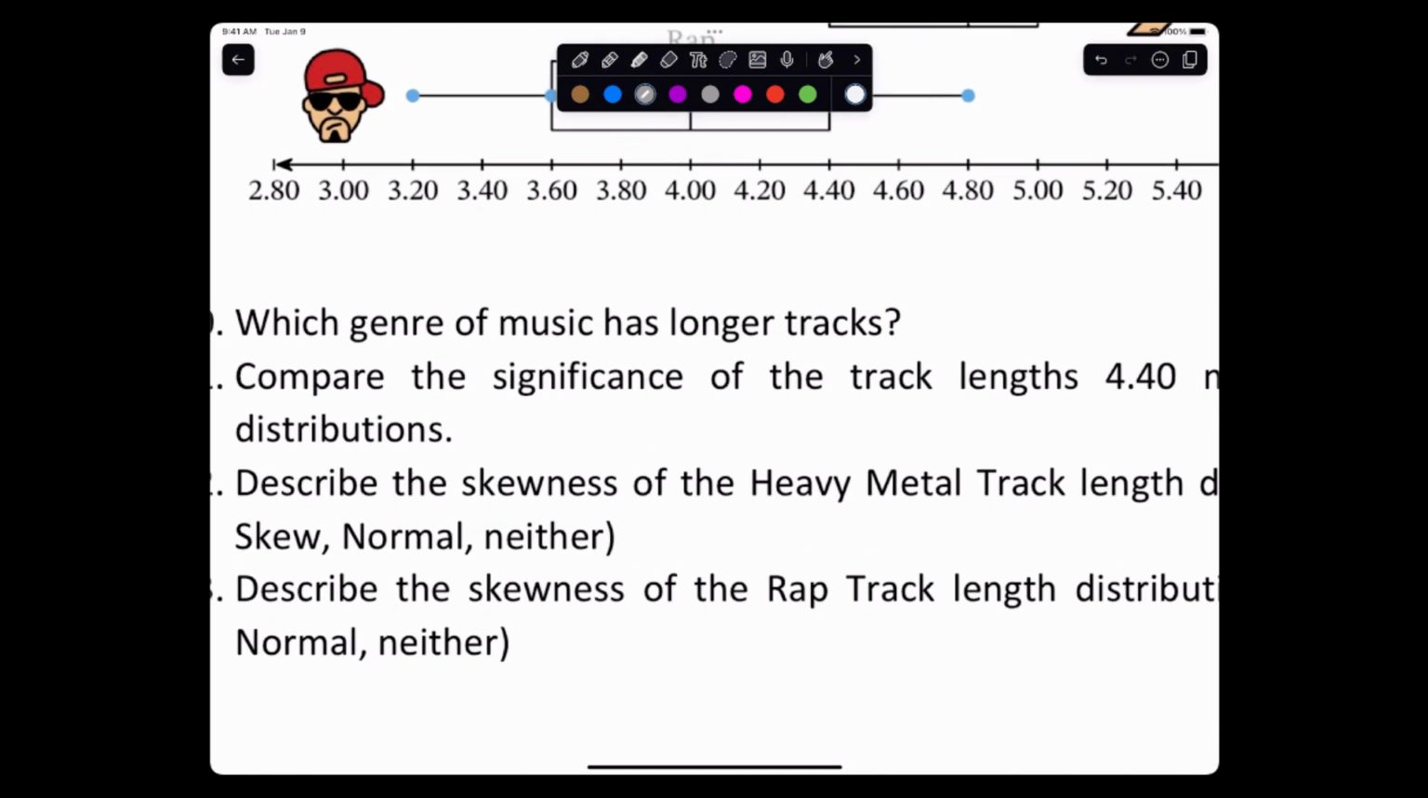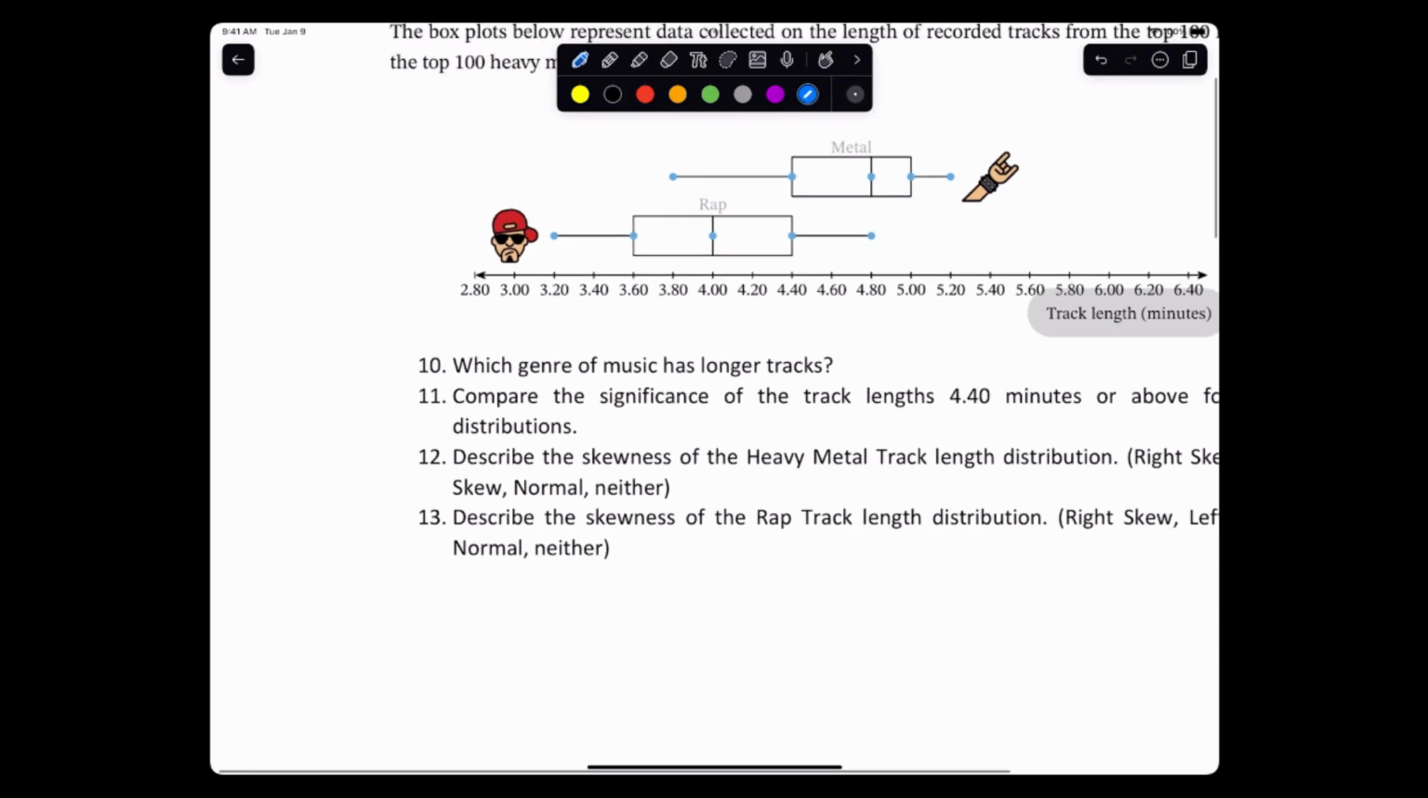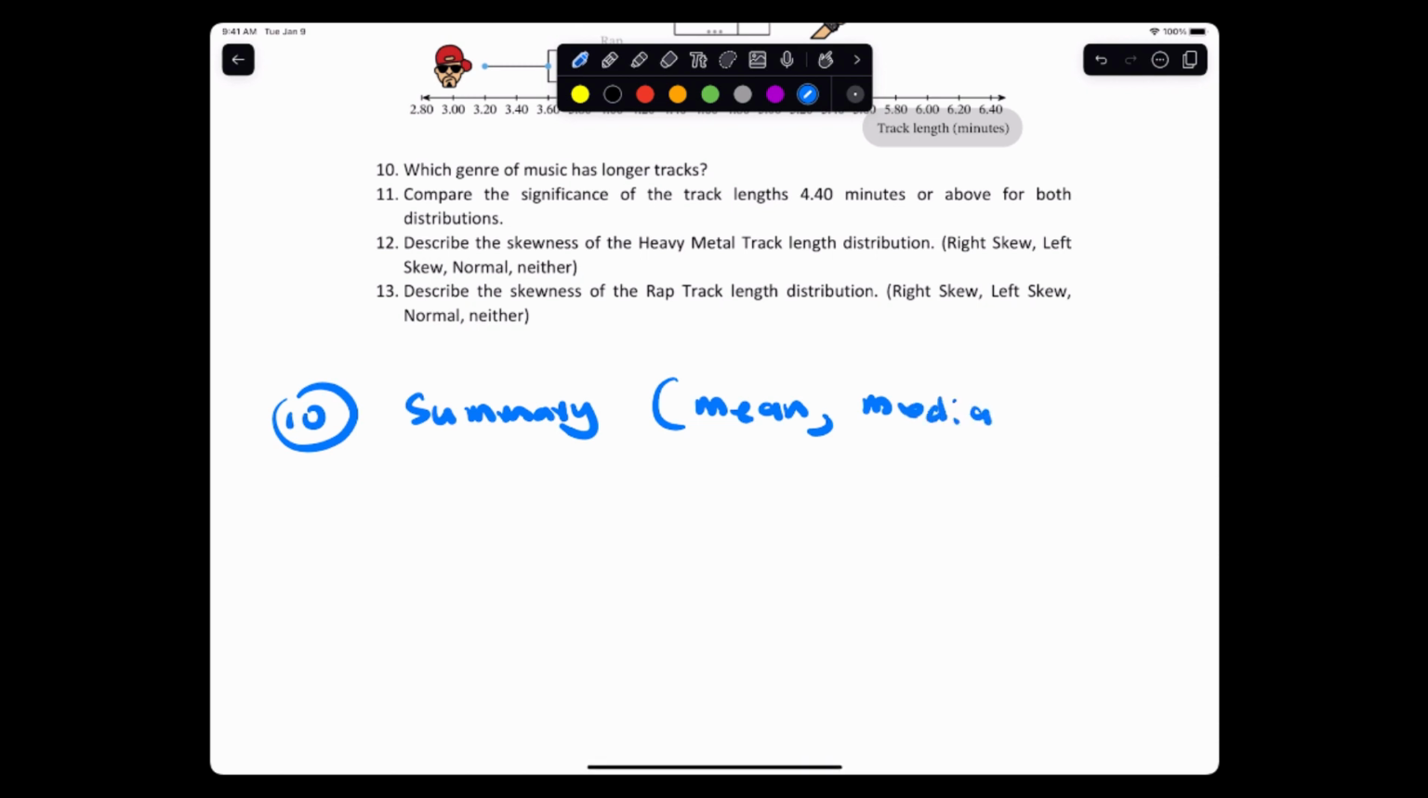So, okay, we're going to compare track lengths in minutes. And then it says, which genre has longer tracks? If you want to compare the length here, a very good way to do that is to compare summaries. So for number 10, you want to compare the summaries. The problem is you have three types. What are the summaries? The mean, the median, and the what? The mode. These are also known as what? Centers. Do you guys remember that? They're also known as the averages. So when we compare, we like to compare the centers, which are also the summaries.